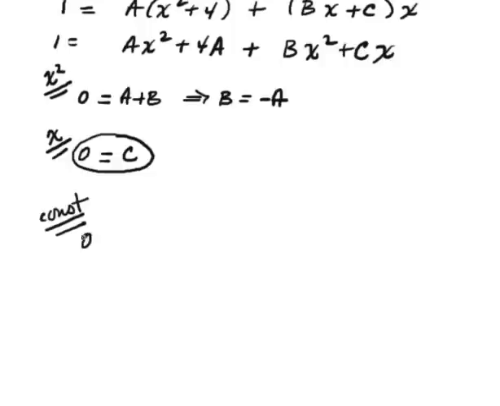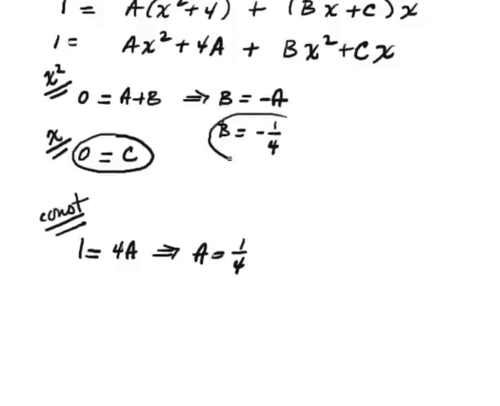On the left we have 1. That's a constant. On the right we have 4a, just 4a. So we have a is equal to 1/4. And that means that b is equal to minus 1/4. So we have a, b, and c right here. And we can rewrite our integral.